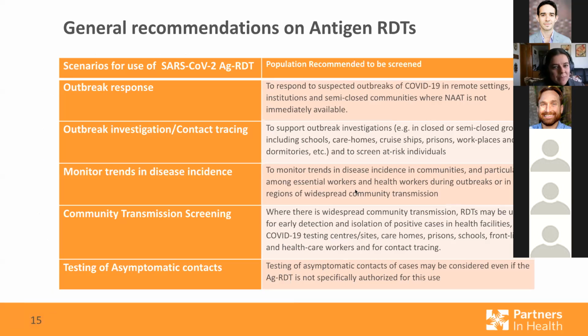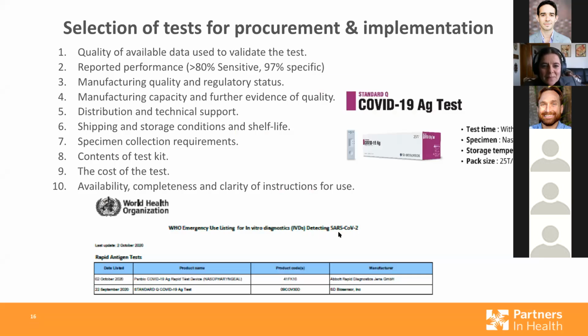So some general recommendations for antigen tests. This is taken from WHO. You can use it for outbreak response, outbreak investigation and contact tracing, monitoring trends and disease incidence, like in specific areas of the hospital or in schools, community transmission screening, and testing of asymptomatic contacts. Next.